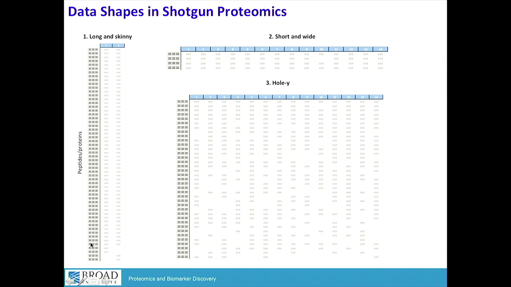More typically, what we see in shotgun proteomics experiments is some relatively large number of samples, some large number of analytes, and lots of holes in this matrix. So I call this holey data. And in this case, being holey is not desirable. One of the nice things about targeted proteomics data is that it tends to be unholey. So in this case, being unholey, at least from my perspective, is desirable.